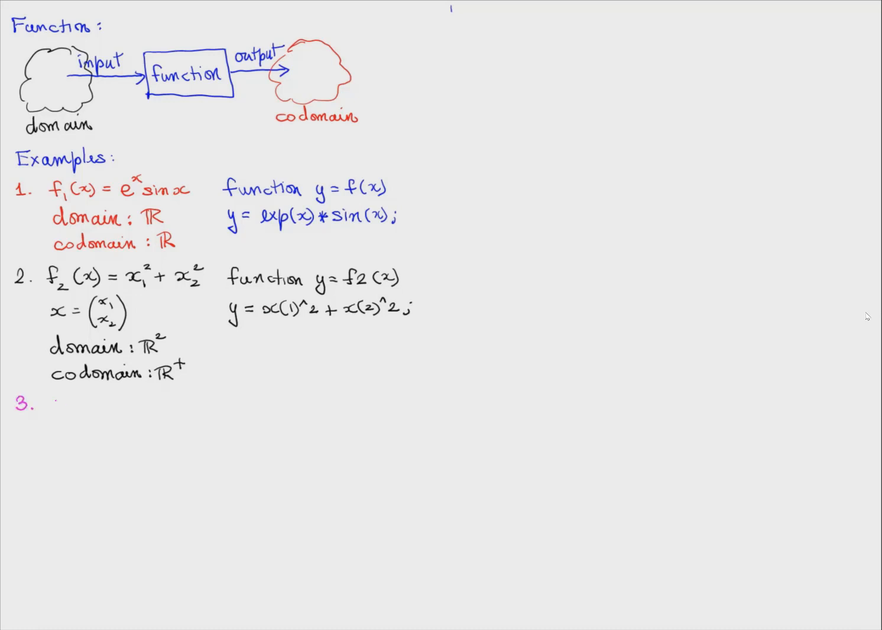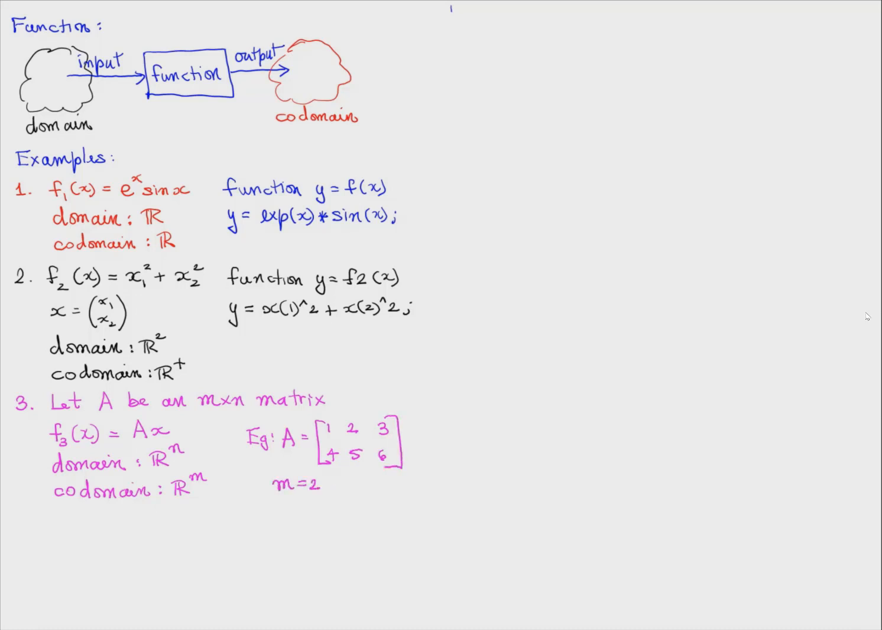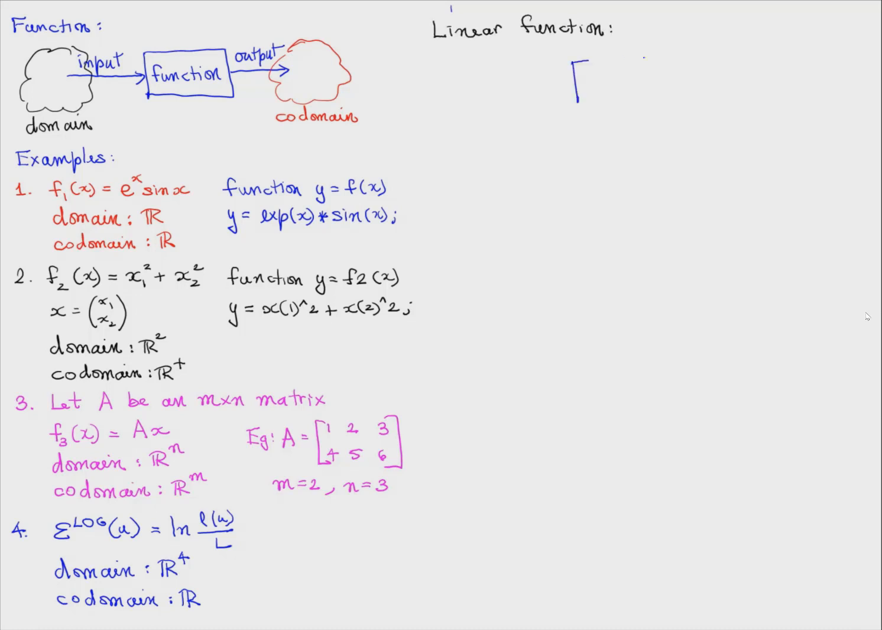Now let's take a third function as an example. Let A be an m by n matrix, and we define f3 of x as A times x. So x is an n by 1 vector, so the domain is Rn, and the output is Rm, the set of all m-dimensional vectors. Now let's take our epsilon log function as an example. The input is all the joint displacements, so it's a set of all vectors of size 4, and the output is all real numbers.